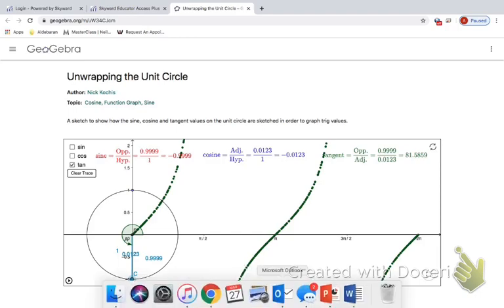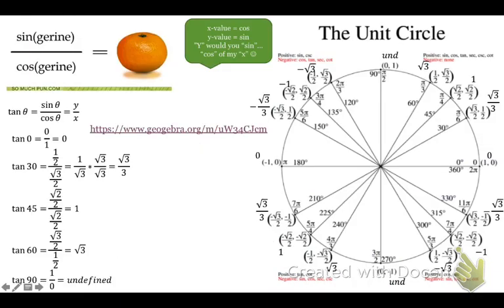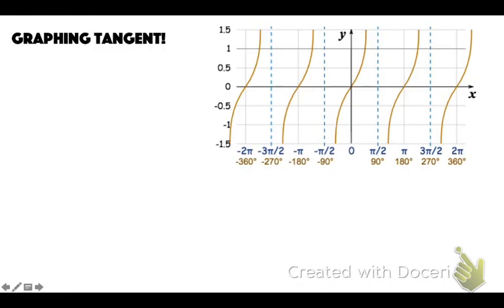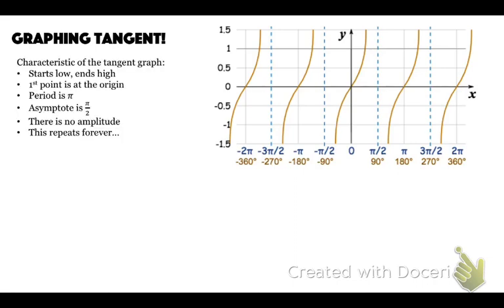Okay, let's get back to this. So here is the tangent graph. This is what it looks like if we were to expand it out. Some characteristics of this: it starts low and ends high. The first point is always at the origin, unless there's a vertical shift, then it's wherever that vertical shift is. The period is pi instead of 2 pi.